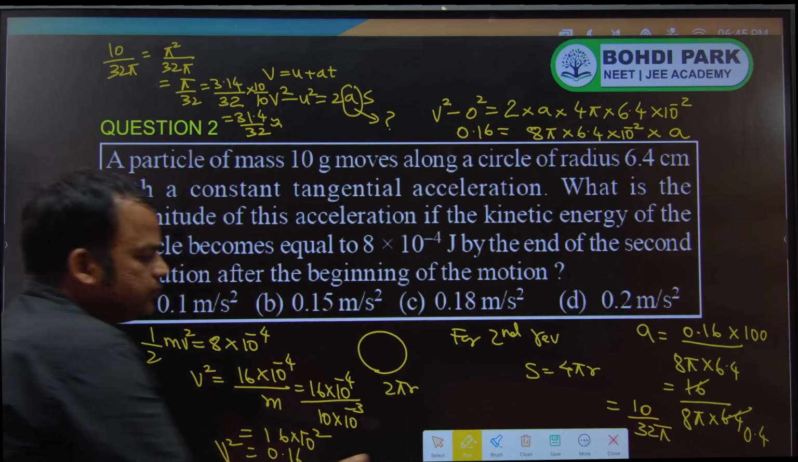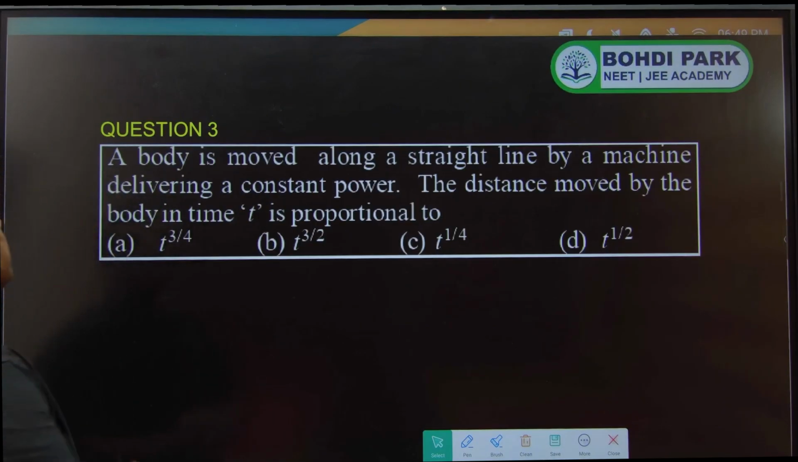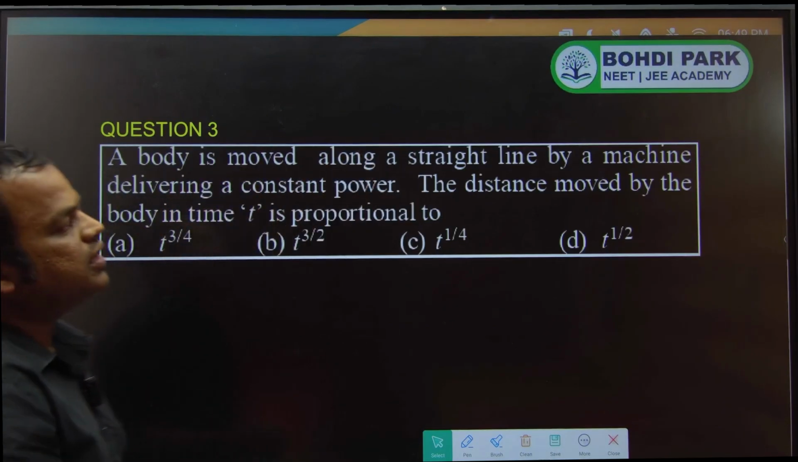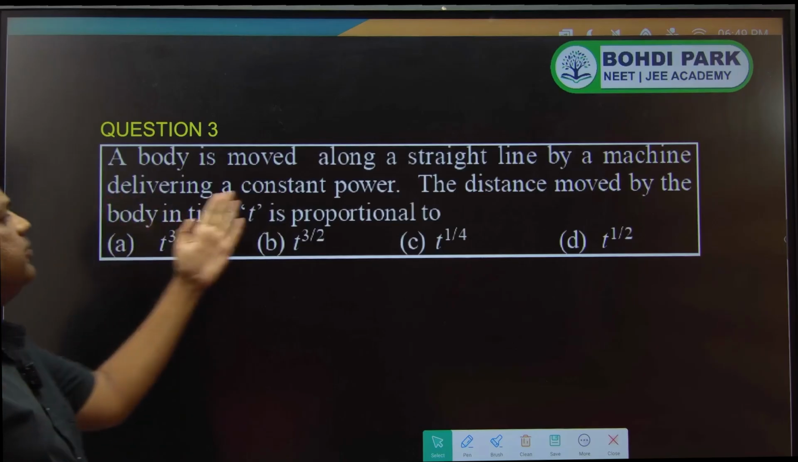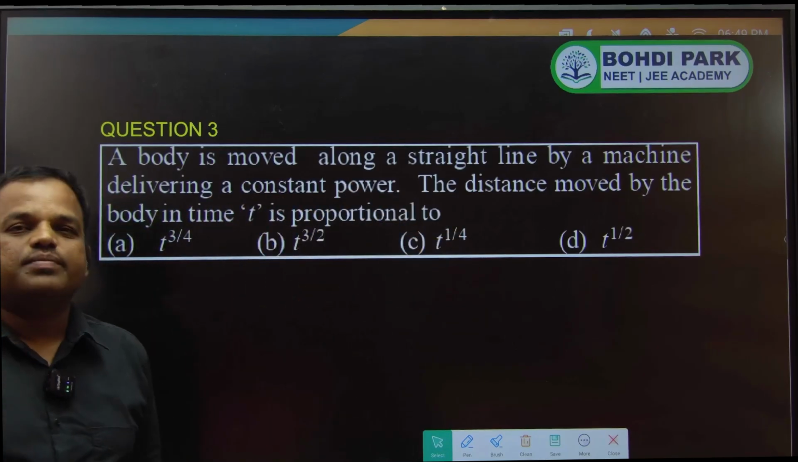Now next question. Question 3. A body is moved along a straight line by a machine delivering a constant power. The distance moved by the body in time t is proportional to?